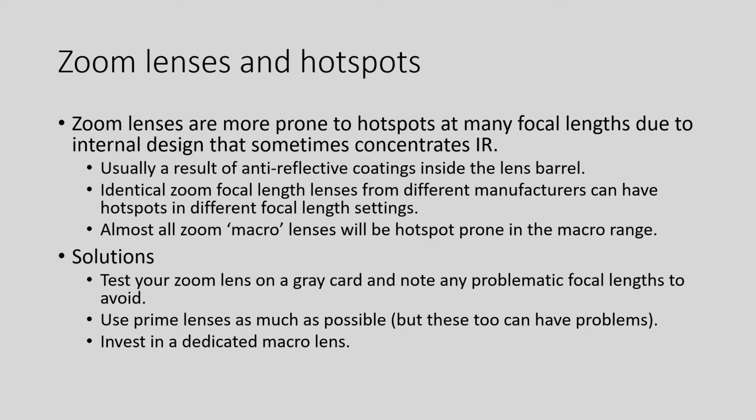The solution to hotspots is first to test your zoom lenses you plan on using against a gray card to determine which focal lengths to avoid when shooting infrared, and use prime lenses as much as possible, although some prime lenses also have problems with hotspots. If you're going to do macro infrared photography, my recommendation is to use a dedicated macro lens to avoid hotspot issues. All macro photos taken and shown in this presentation were done with a Sigma 105mm lens, and I have never had hotspot issues with this lens, regardless of aperture setting.